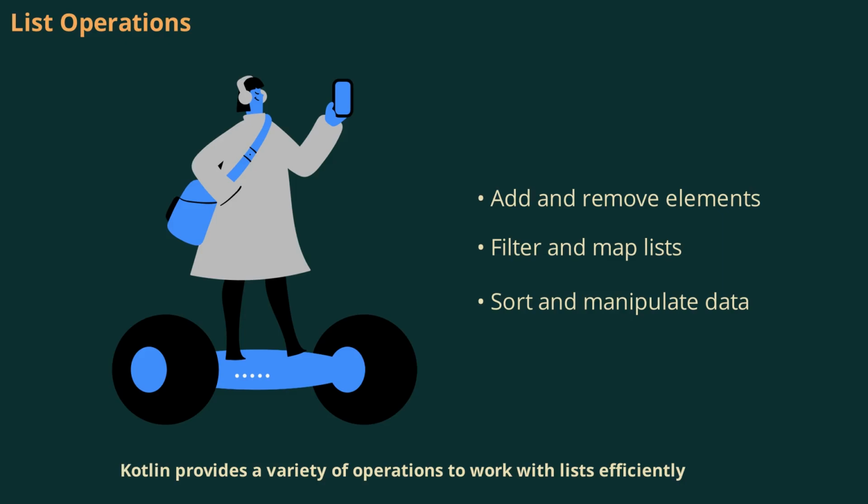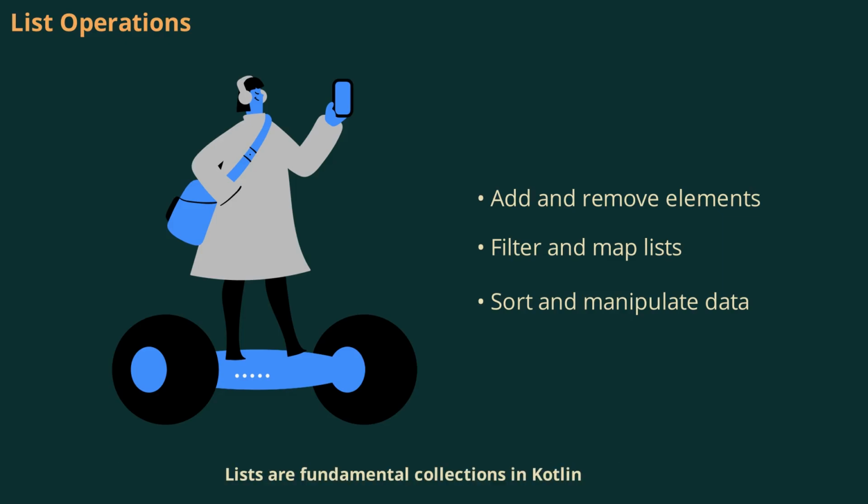Kotlin provides a variety of operations to work with lists efficiently. You can add, remove, filter, map, and sort elements with concise syntax. Lists are fundamental collections in Kotlin, supporting both mutable and immutable variants. Mastering list operations is essential for handling data and building responsive Android applications.